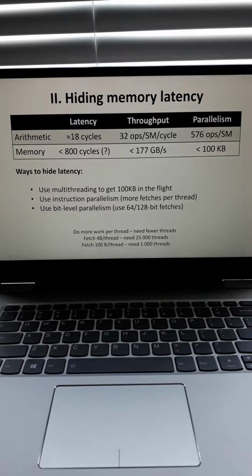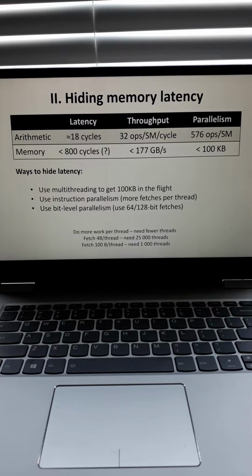Now let's talk about hiding the memory latency. Where arithmetic operations have a latency of near about 18 cycles, a throughput of 32 operations per SM per cycle, and a parallelism of 576 operations per SM, memory operations have a latency which is larger than 800 cycles, a throughput which is larger than 176 gigabytes per second, and the parallelism is higher than 100 kb. That is, if you want to hide memory latency, we need at least 100 kb in flight.